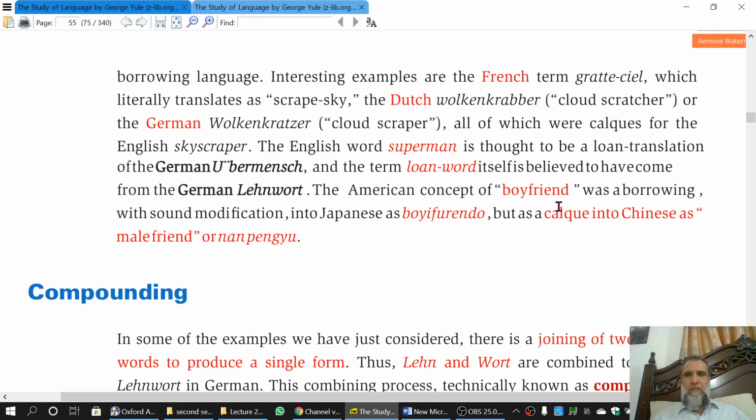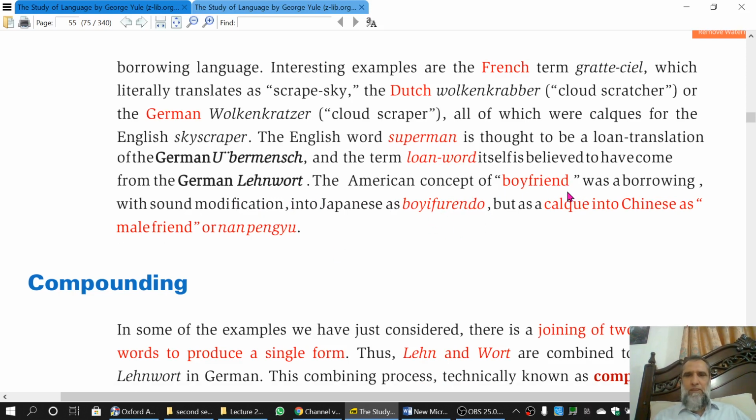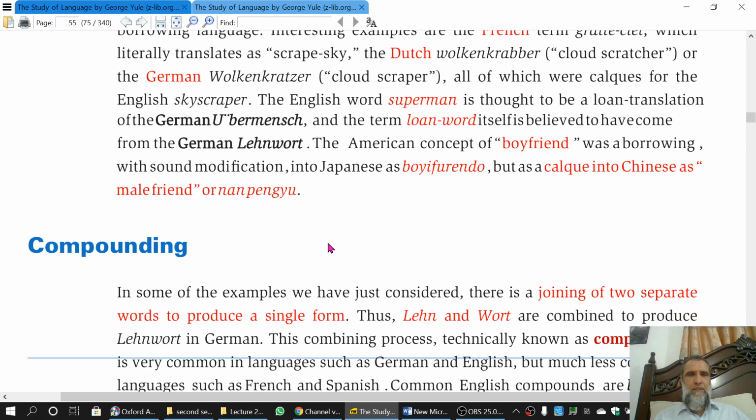Then we have the American concept of boyfriend. It was a borrowing with sound modification into Japanese. So the Japanese borrowed it from English with this word boyfriendo, but as a calque into Chinese as male friend, nanpengyu. Nanpengyu is a Chinese translation of boy or male friend, and this is that actual calque we are talking about.